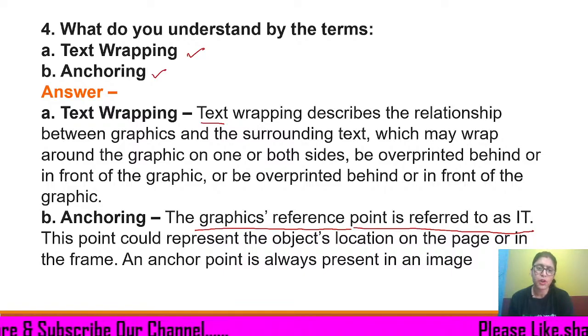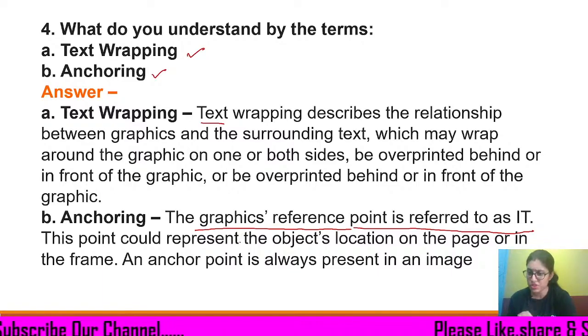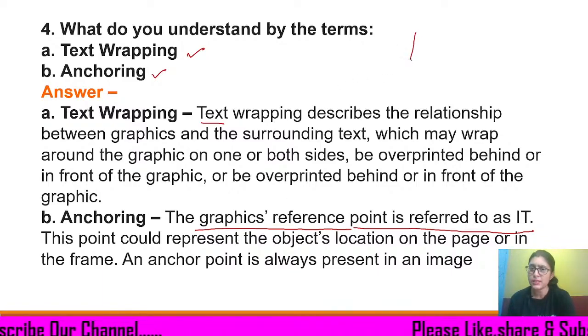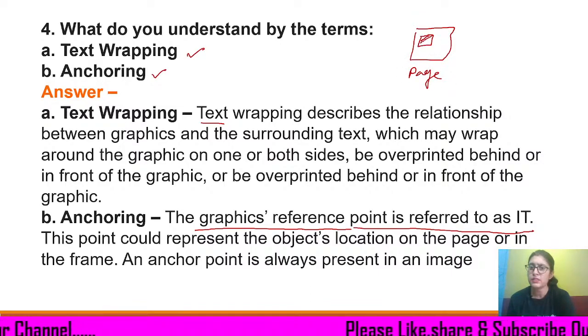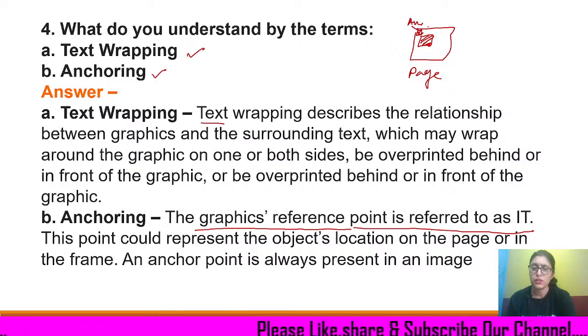This point could represent the object location. That means where the object is located. Like this is a page, and this is the object in the page. So here there will be an anchor-like thing. Okay, it could be an anchor. It will actually denote where the object is located in the page, right?